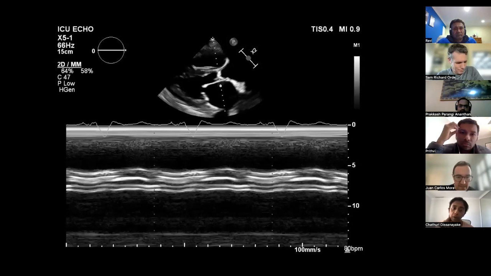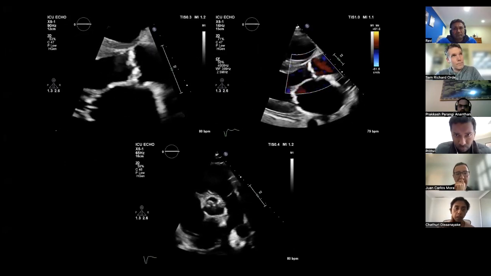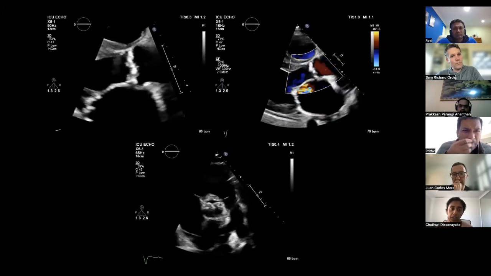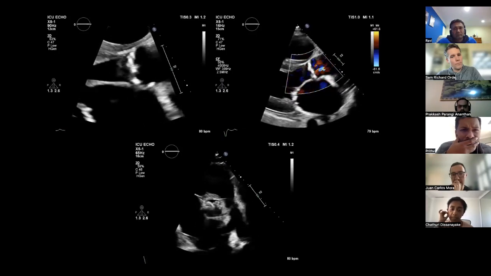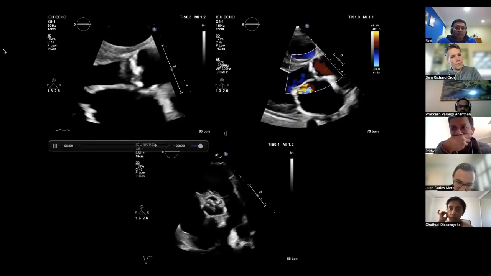So this is M mode through the aortic valve, and I can't see a normal aortic waveform there at all, which suggests that there is severe restriction in its opening and stenosis. The left atrium is dilated. Again, a zoomed up view of the aortic valve shows severe restriction, severe thickening, and bright white calcification. With that history, I suspect it's going to be calcific aortic stenosis.